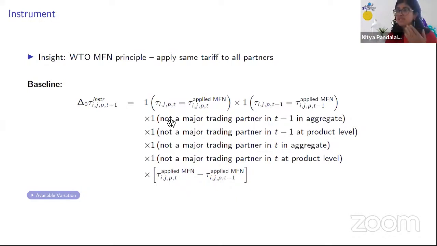So the idea here is that the US changes its MFN tariffs because of concerns about China, but these MFN tariffs are also going to affect Hungary, and we can look at the response of the trade flows from Hungary compared to a control group, which is, for instance, Canada or Mexico, and identify the trade elasticity in that way.